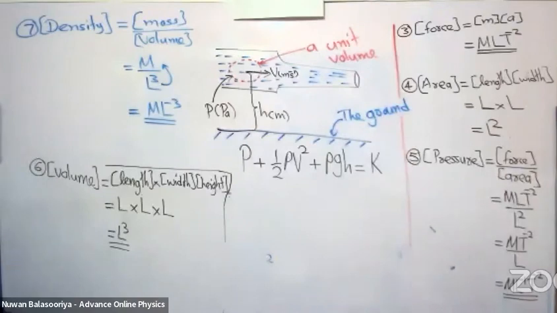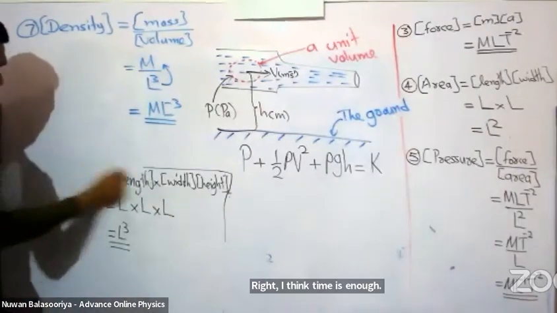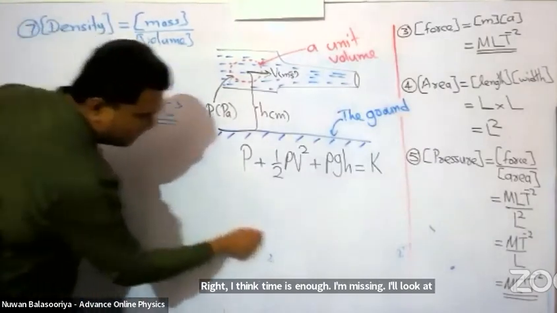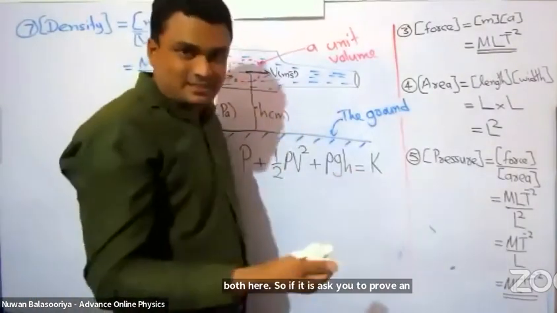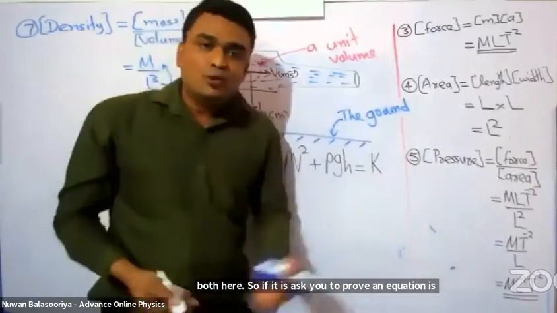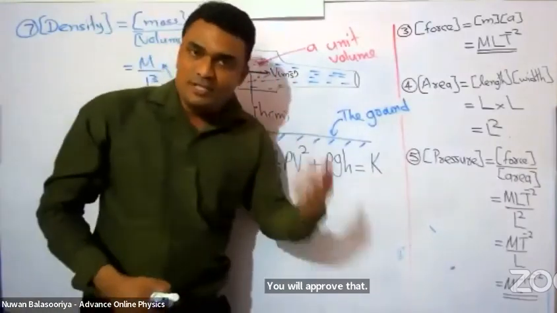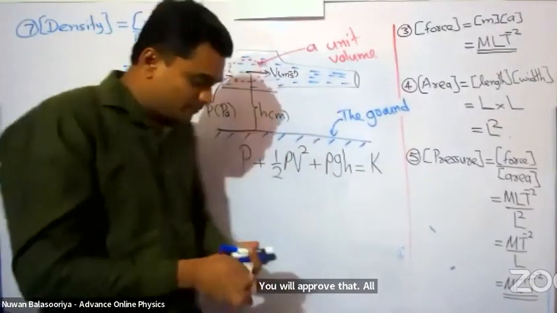Right. I think time is enough. Look at what here. If you are asked to prove that an equation is dimensionally correct, you have to prove that all the three terms have the same dimensions. Then only you can add.